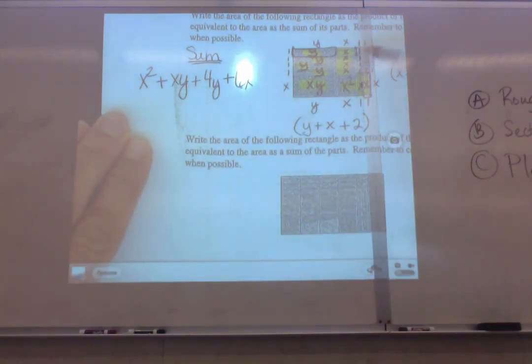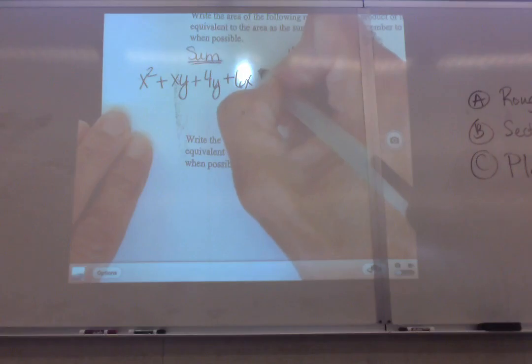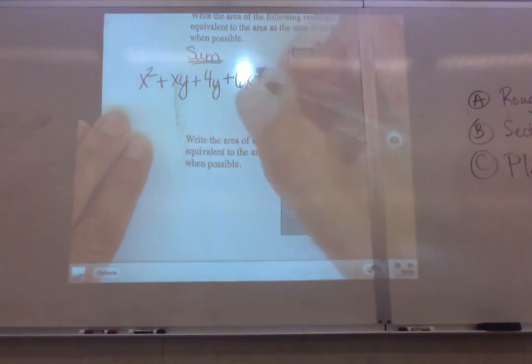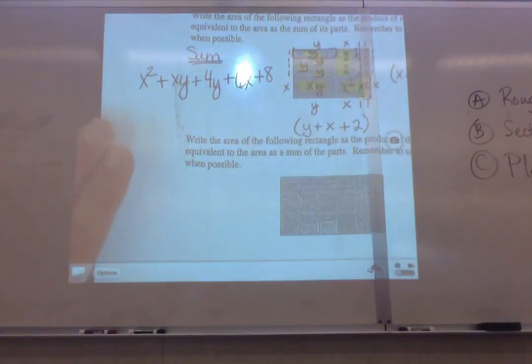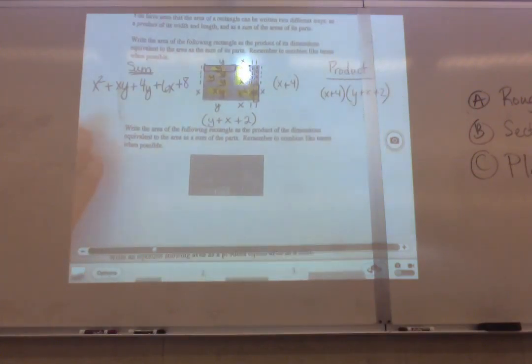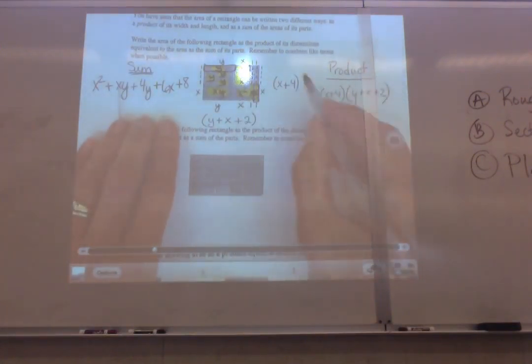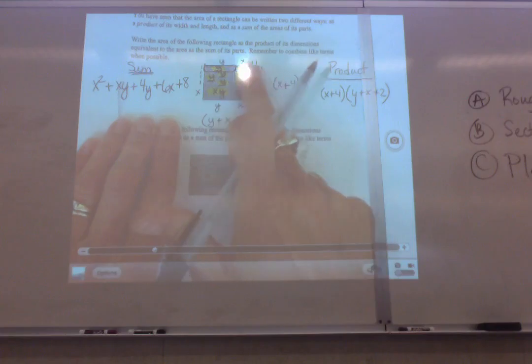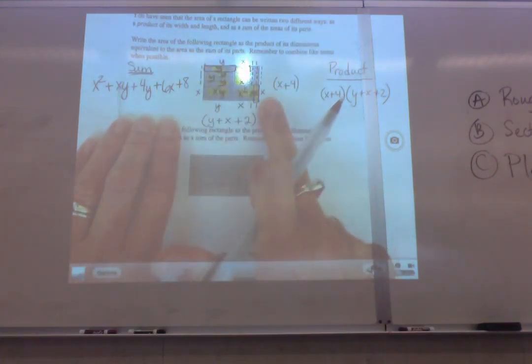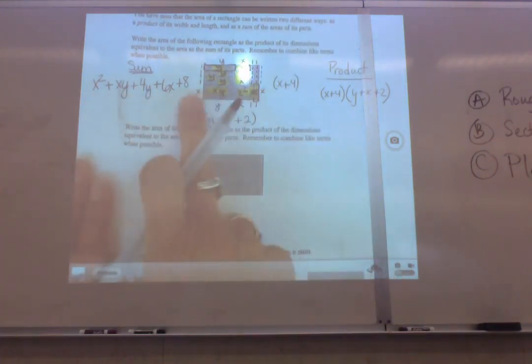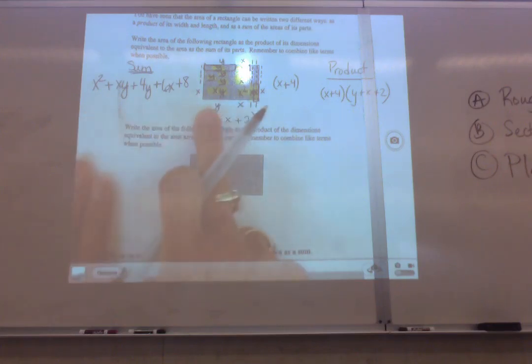One more piece. All these little squares. How many do I have? And what's their area? 1. So what's the last thing I'm going to write? 8. All right. So now this is one way to write the area of that rectangle, and this is another way to write the area of that rectangle.